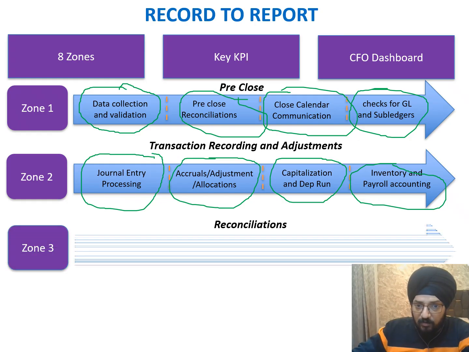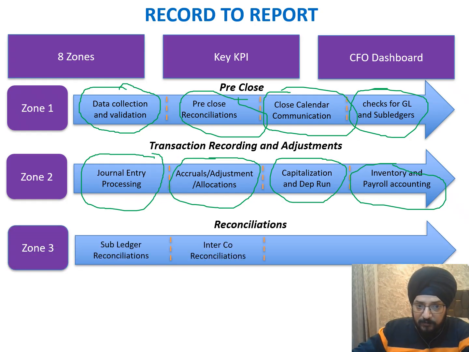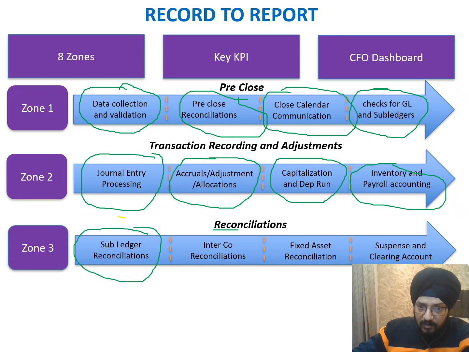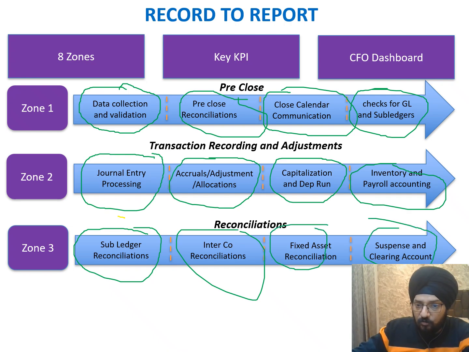We come to the third zone, which is the reconciliation. So all the reconciliation to ensure that our balances are tied with my ledger is being done in the third zone, and typically this goes hand in hand. It's not like it's being done in silos. So sub ledger to ledger reconciliation, intercompany reconciliation, fixed asset reconciliation, and suspense and clearing account reconciliation. This is to make sure that our accounting system is accurate.